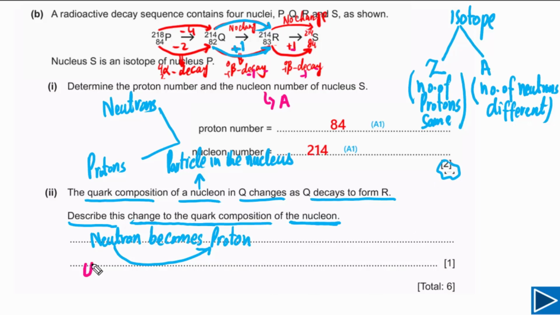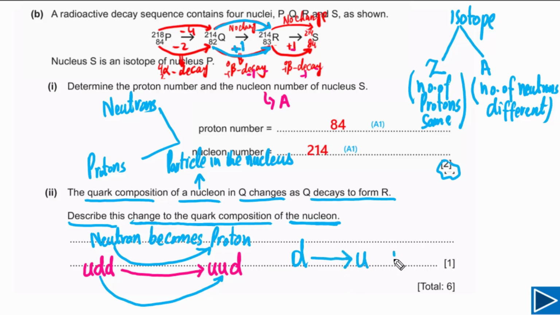Now, if you look at the quark composition of a neutron, it consists of one up quark and two down quarks, and a proton consists of two up quarks and one down quark. So from here we can simply say that one down quark changes to one up quark, and that's all you need to write down. If you simply write that one down quark changes to one up quark, you will get 1 mark, and this is a B mark, meaning it has to be in your answer. So if you write down this much, you will get 1 mark.